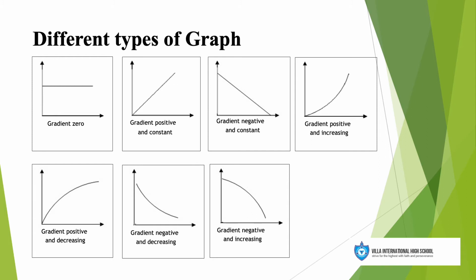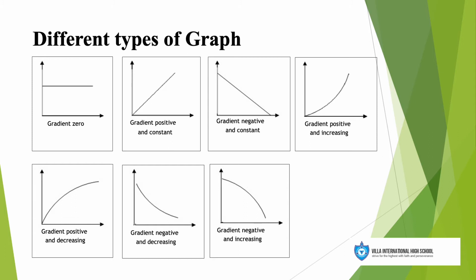Then next, the sixth one, gradient is negative, because it is moving down. If any graph is moving down, it means the gradient is negative. And what about the slope? At the beginning it is very high, then when it is moving down, the gradient is decreasing. So we can conclude that the gradient is negative and decreasing.